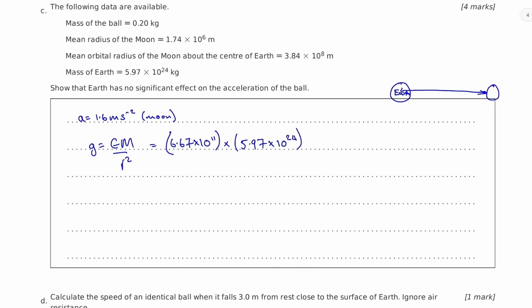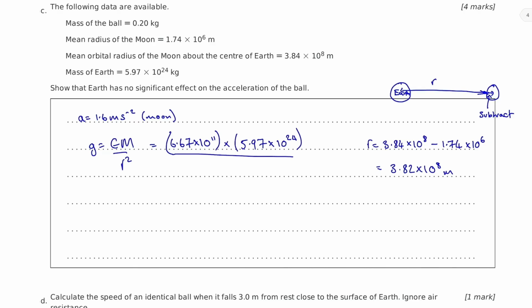And r. Now r is this distance here. It's the distance from the centre of the Earth to the surface of the moon. So we know that the orbital radius of the moon about the centre of the Earth is this, but we need to subtract the radius of the moon here. We need to subtract that because we're talking about the surface of the moon. So we've got the mean radius of the moon. Let's take that away. Let's do a quick sum. So our radius is 3.82 times 10 to the 8.